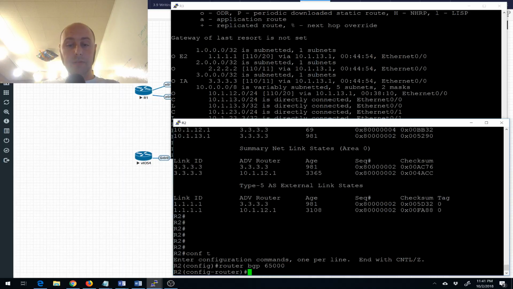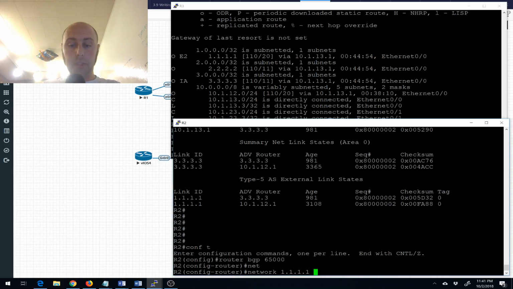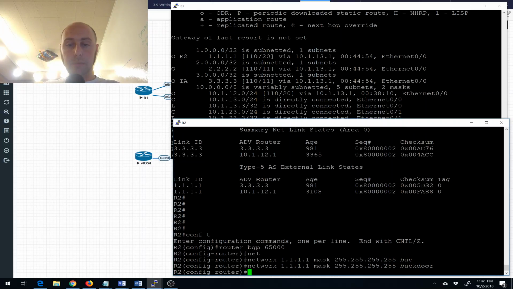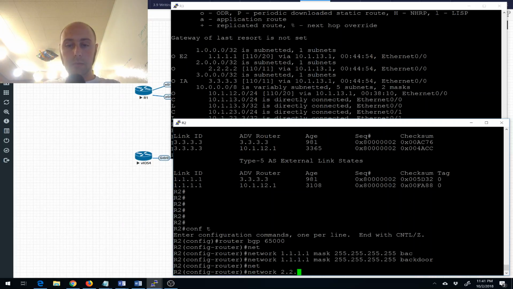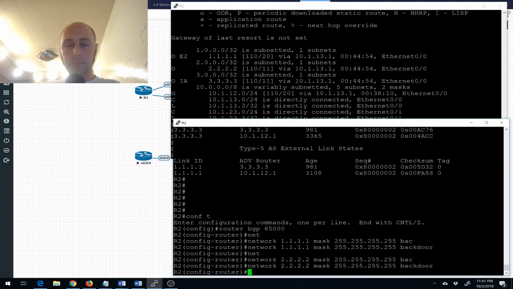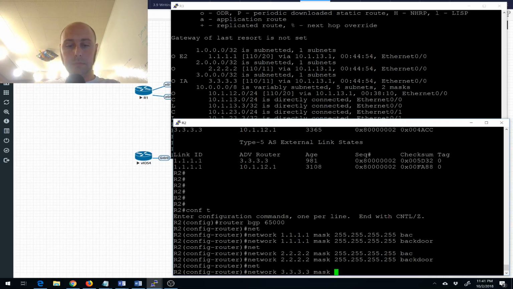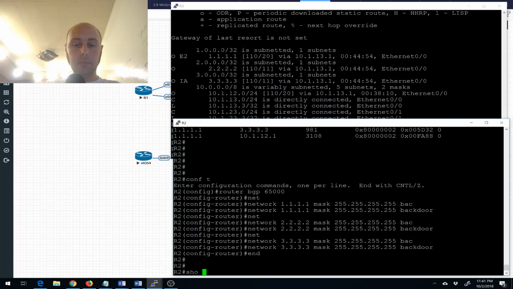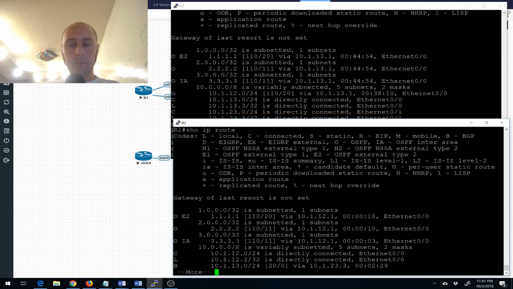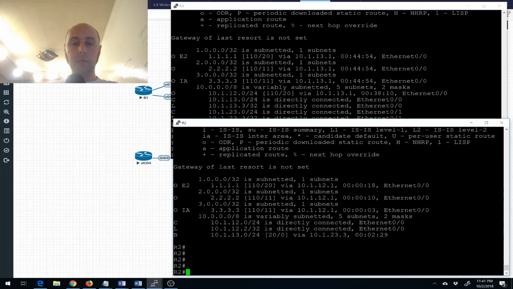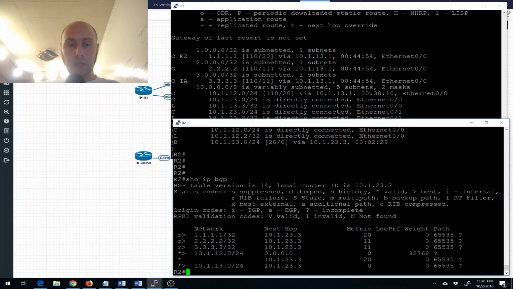So router bgp 65000. Let's do a network statement of 1.1.1.1 and a 32-bit mask. And let's do a backdoor. And we'll just do it all around the board. Okay, so the backdoor statement, show ip bgp. The backdoor statement.